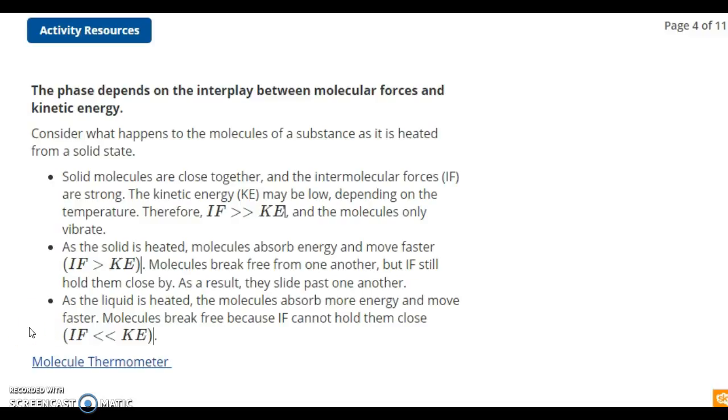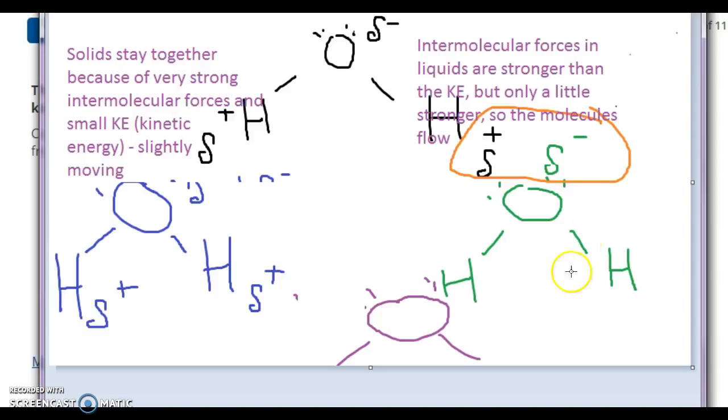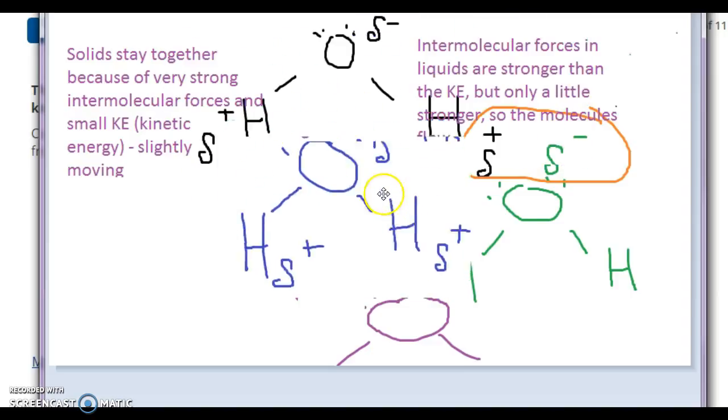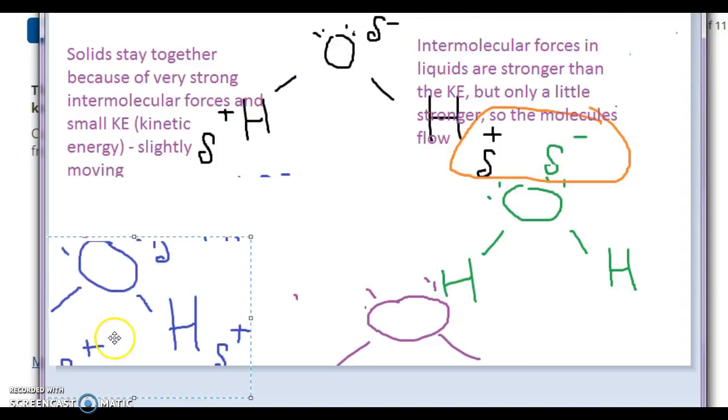Now, as the liquid is heated more, the molecules absorb more energy and move faster. Molecules break free because intermolecular forces cannot hold them close. The kinetic energy is greater. So in other words, now there is so much motion of movement. They are moving so much, they're going crazy. They can go all over, right? They're going to fill up the whole container.